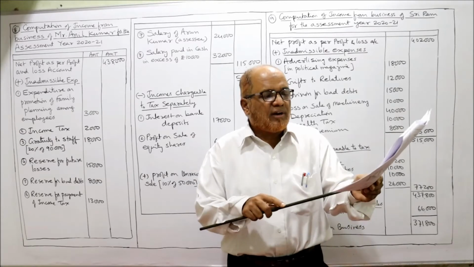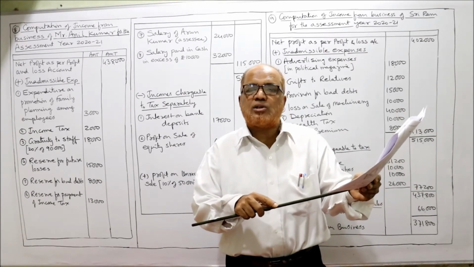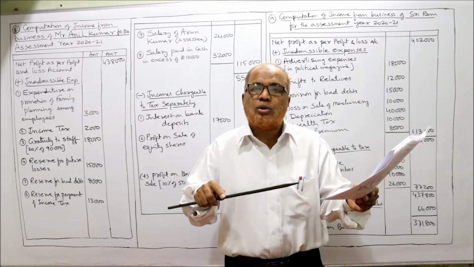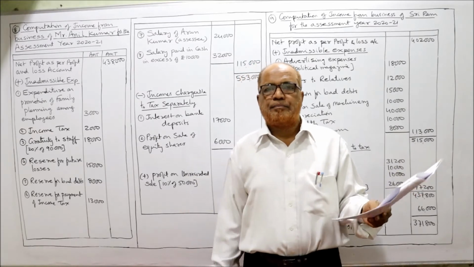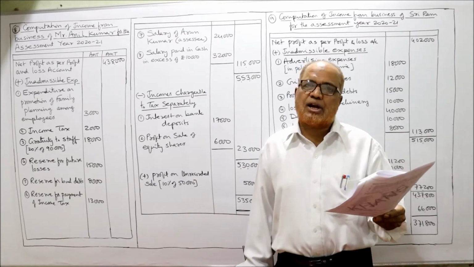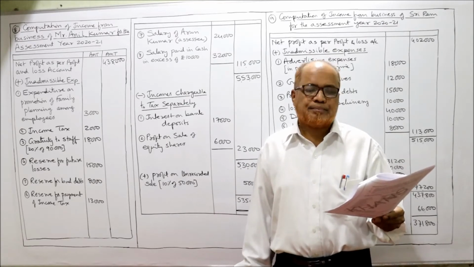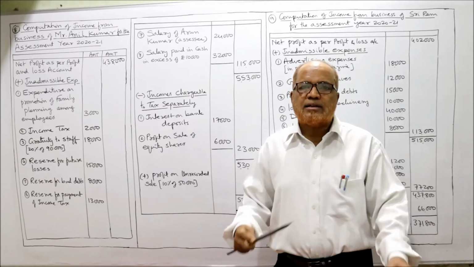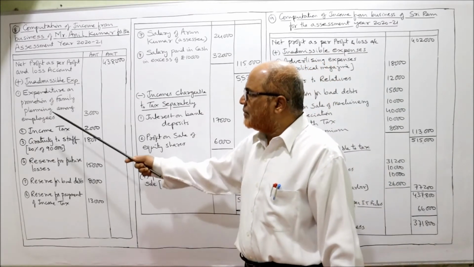Assume that whatever depreciation is debited to profit and loss account was according to the provisions of the Income Tax Act. So it is allowed as deduction. No adjustment, nothing. Debit side, all items we have taken. Now have a glance on the debit side.